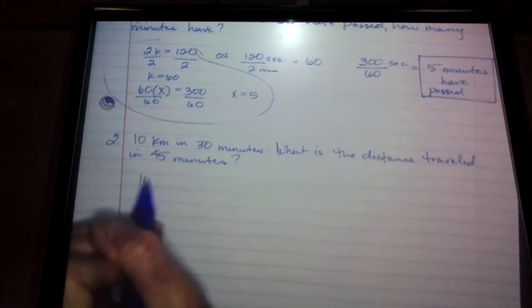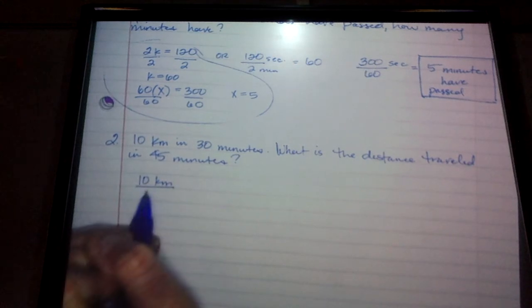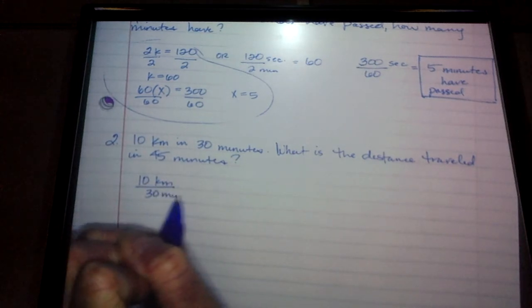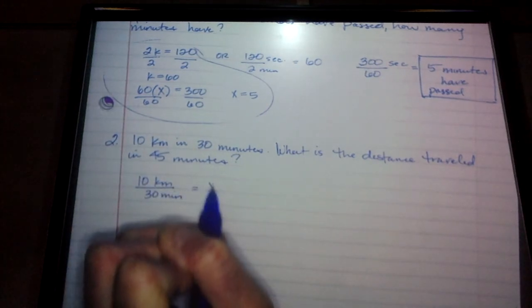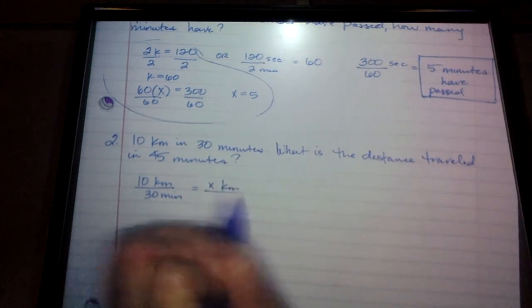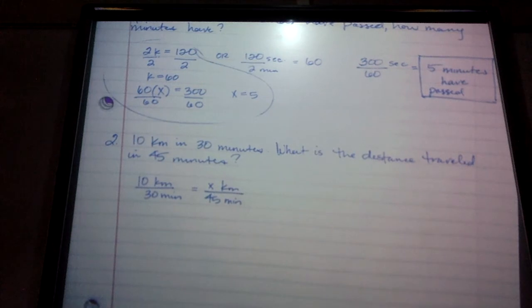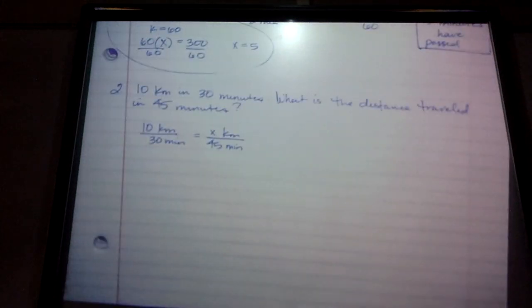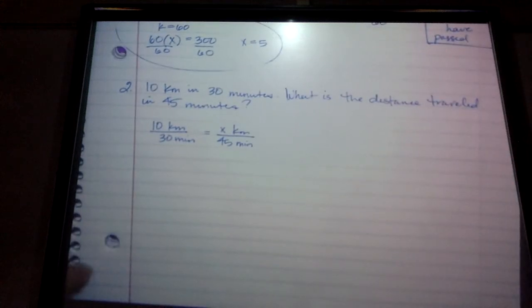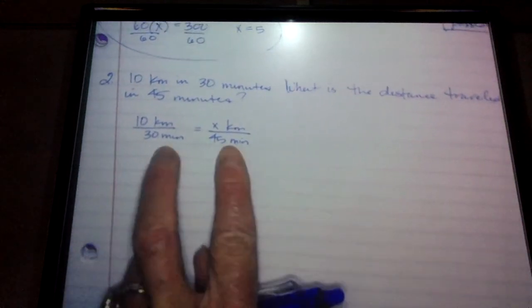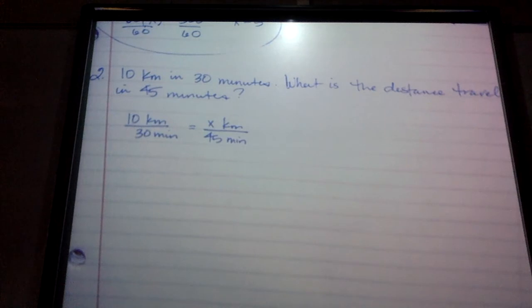I traveled 10 kilometers in 30 minutes. I have to match this. How many kilometers did I travel in 45 minutes? Now notice a couple of things. Notice that in the top, for both of them, I have kilometers. And in the bottom, they're both minutes. Notice they match each other, and that's super important. I have to have a ratio that matches. Kilometers to minutes equals kilometers to minutes.